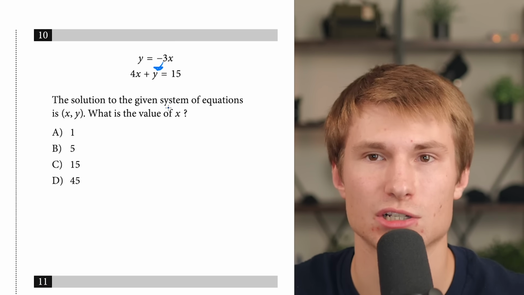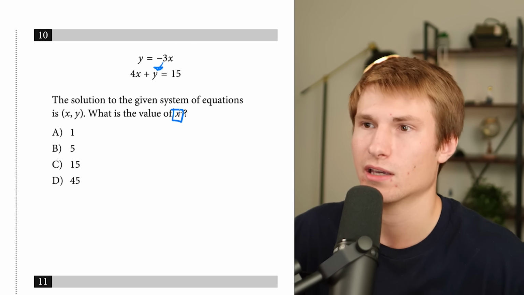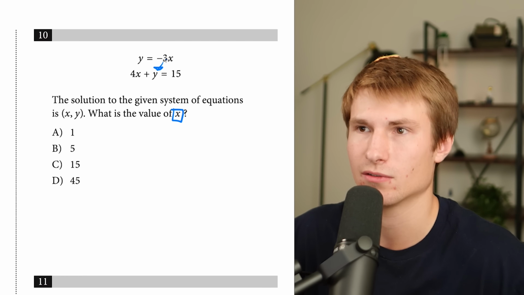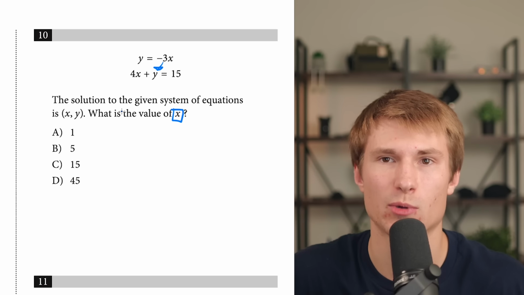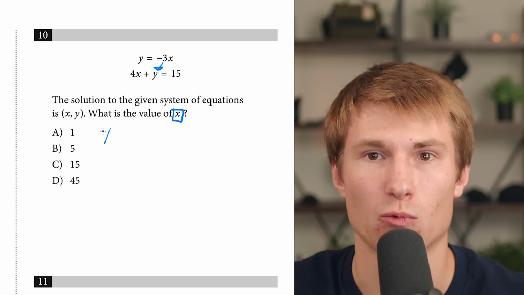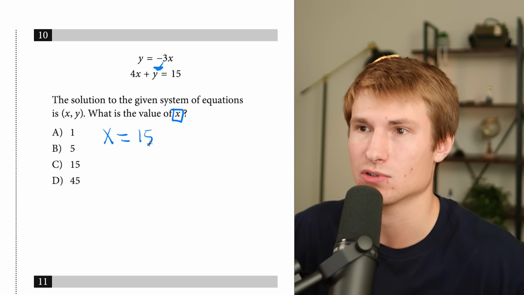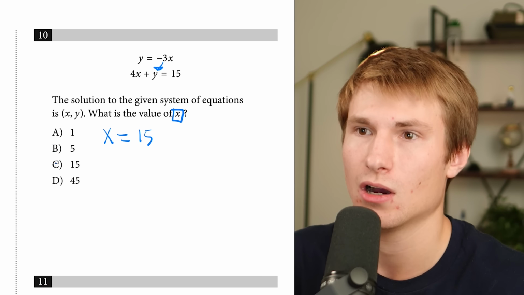If I take a look at the question, it's asking for the solution to the system of equations, x, y. What is the value of x? Okay, so we need to solve for x. We don't really care about solving for y. In order to solve for x, we want to get rid of y and get everything in terms of x. So this works out perfectly. We have 4x plus negative 3x. That will leave us with 1x, and we would get that x is equal to 15, because 4x minus 3x leaves us with x. x is going to equal 15. Our answer there is going to be C.